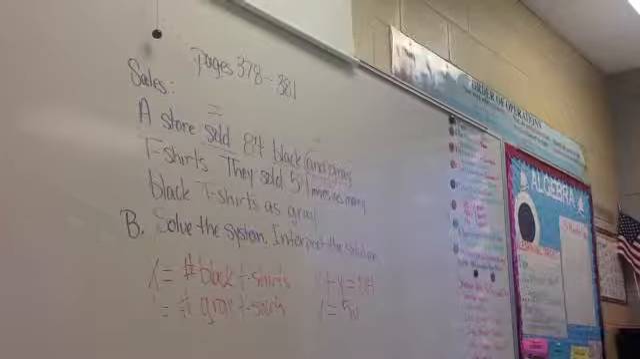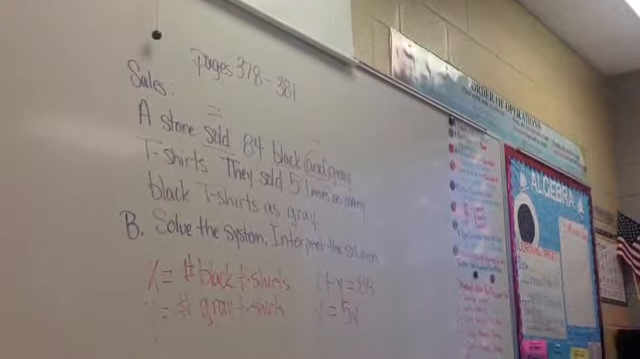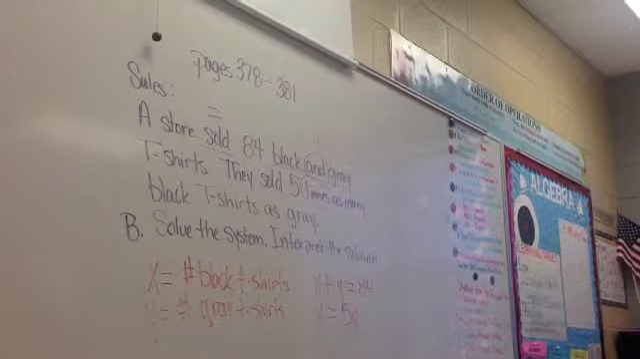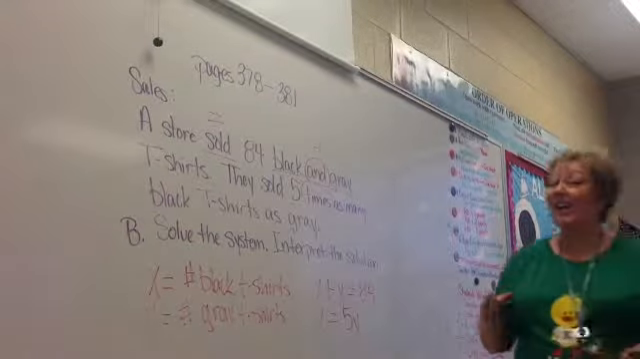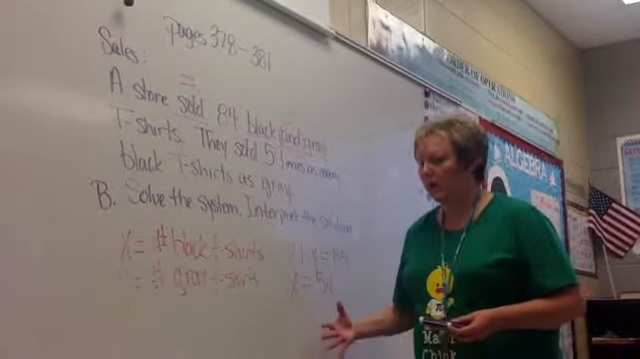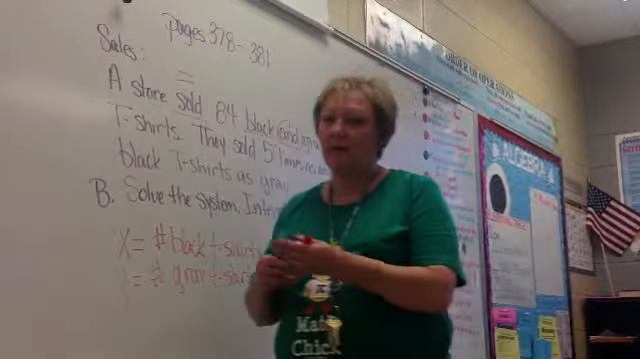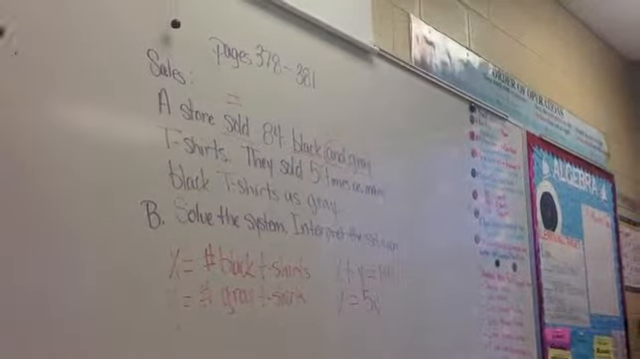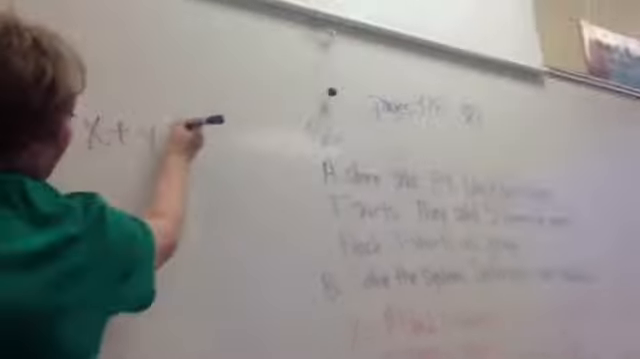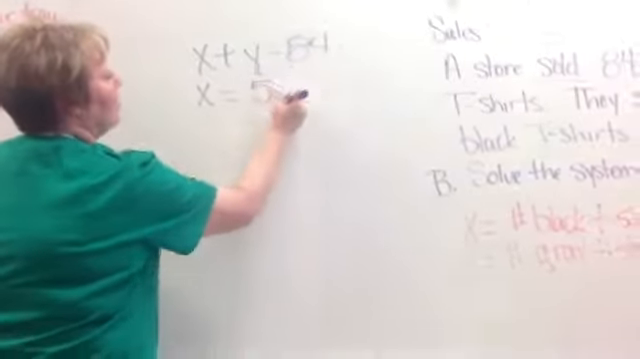Okay, students, now part B to this says solve the system, and interpret the solution. Now, when we paused the video just a few seconds ago, I kind of gave you a heads up that that's what we were going to do. So let's see if you were able to solve the system of equations. All right, so we've got x plus y equals 84, and we've got that x equals 5y.